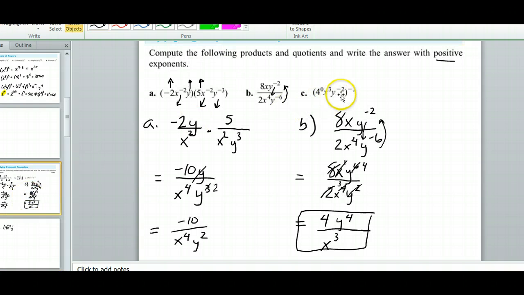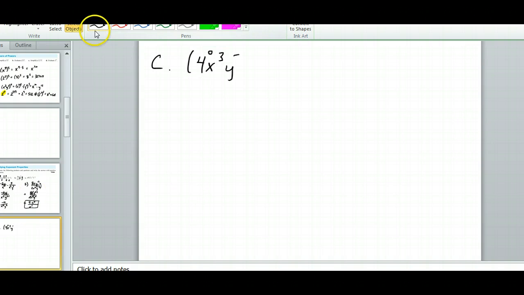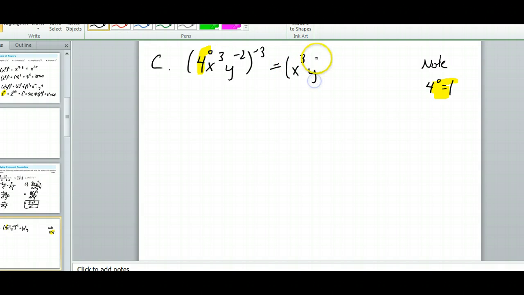to the negative 2, all to the negative 3. Now, the first thing I'm going to do when I see something like this, note over here to the side, 4 to the 0 equals 1. This is equal to 1, so there's no point in having it in there. 1 times x cubed is x cubed, so we're just going to not write it. So this is the same thing as x cubed times y to the negative 2, all to the negative 3.